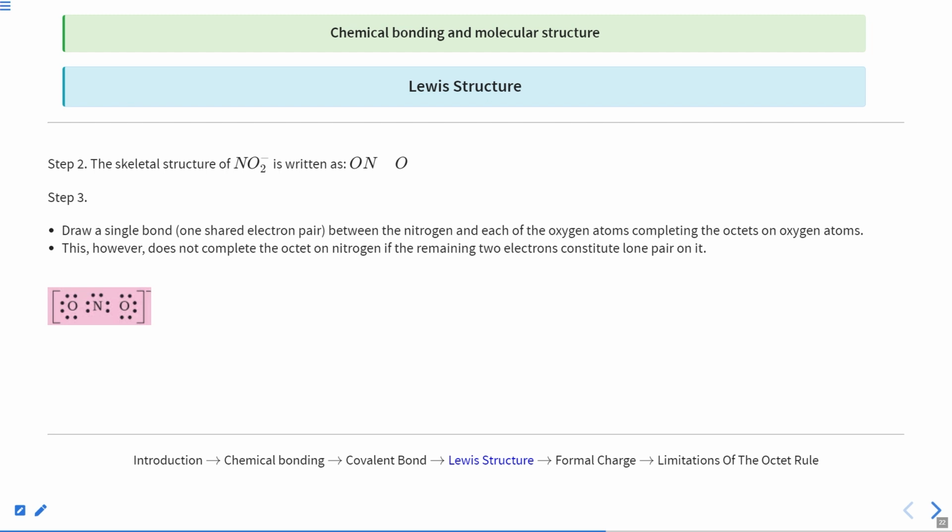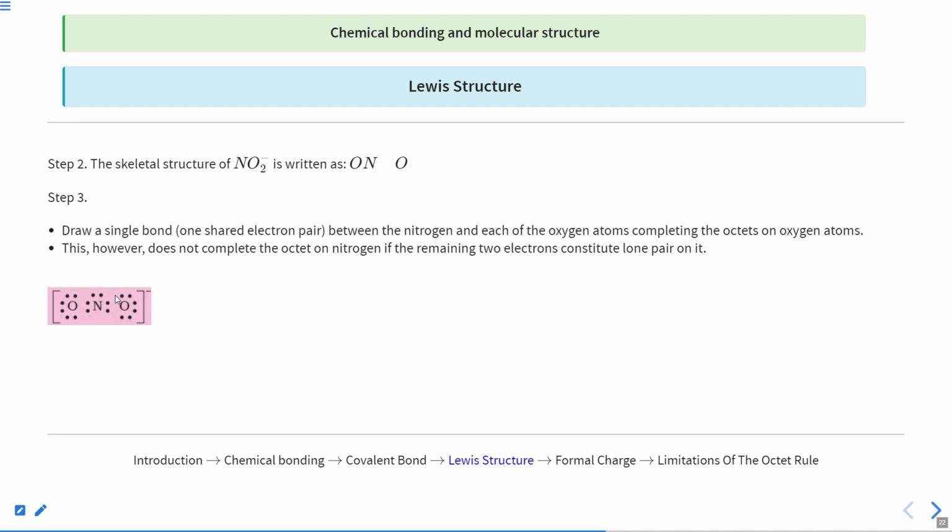Now the skeletal structure would look like this, because the most electronegative atom is oxygen, so it is the surrounding atom, and the least electronegative is nitrogen, so it will be in the middle. Now we write the valence electrons: 1 2 3 4 5 6 for oxygen, 1 2 3 4 5 6 for the other oxygen, and 5 for nitrogen. The extra negative charge is placed on nitrogen this time. Is this diagram clear to you?